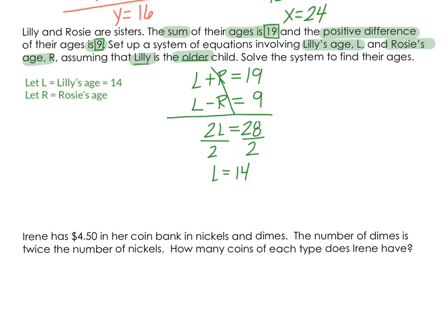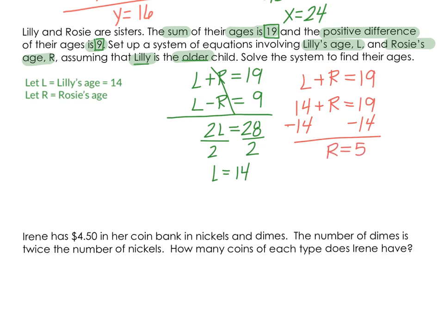Now that I know what L is, I can use that to find R. I think it's easier to do that with the top equation since it's addition, so L plus R equals 19, but really either one would be fine. And then I have L, I know, is 14 plus R equals 19. And then I would subtract the 14 from both sides. 19 minus 14 would mean that Rosie is 5. So now I can put that in my let statement. So now I have my answer, Lily is 14 and Rosie is 5.